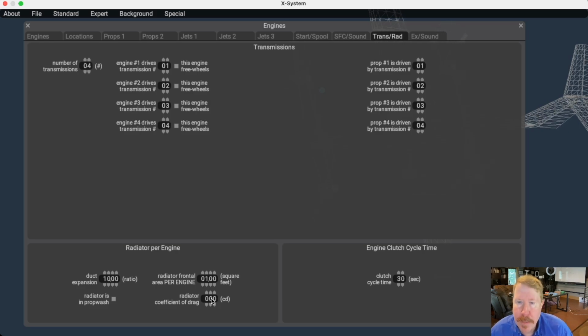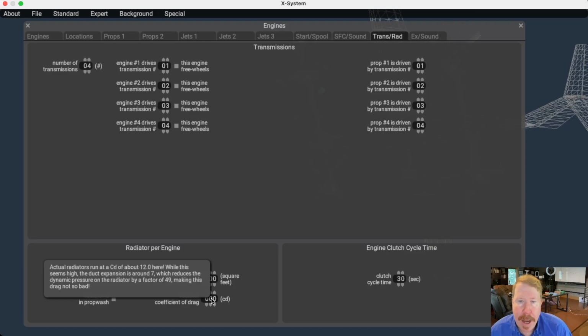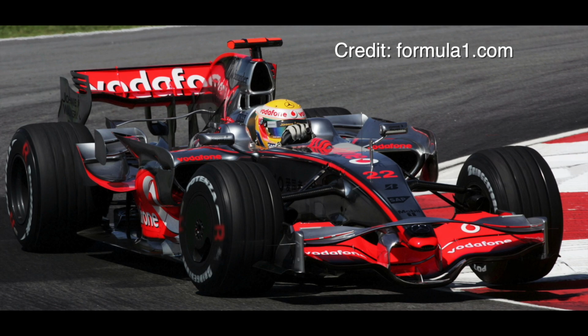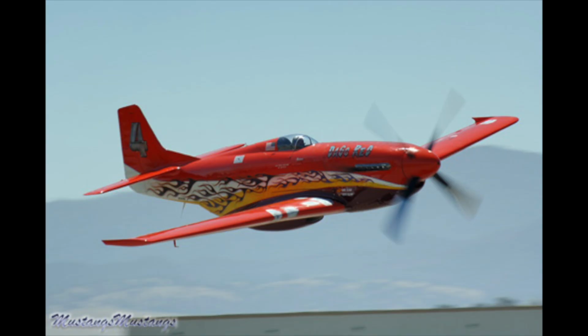Then you set your radiator frontal area per engine and your radiator coefficient of drag. Actual radiators run at a CD of 12 here. I know it's crazy that anything could have a coefficient of drag of 12 when we think of 1 as being a flat plate, but radiators actually have worse drag than a flat plate. If you put a flat plate in the air, it's just kind of dragged to a stop, or maybe the air goes around it, but radiators have such high drag because the air has to work its way through all that high surface area in the middle of the radiator. So radiators have an incredibly high drag, but it's okay. You slow the air down with an expanding duct. And this is something that all Formula One racers and old Warbird racers know very, very well.